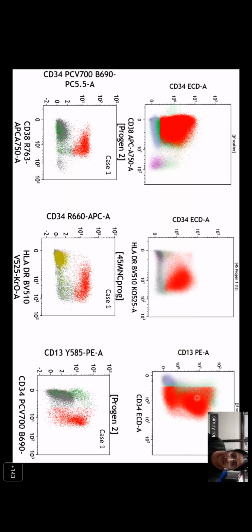In the 13 versus 34 plot, we can see that the blast population is showing a variable expression for 13, starting from 0 to 10 to the power 2. So it has a variable expression which is not normally seen, and also there is an increased amount of blasts.